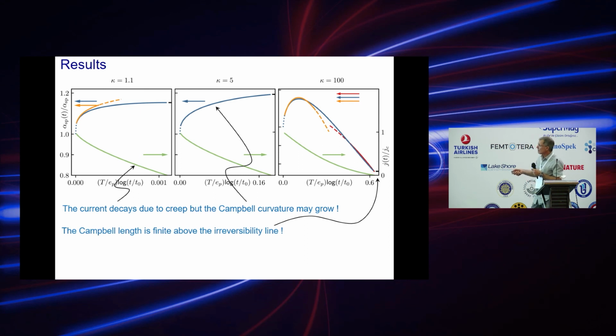And another strange feature is that above the so-called reversibility line, when the current has already decayed to 0, nothing actually happens to the Campbell curvature, and it's not much different from that without relaxation, like plus or minus 15% or 20% up and down. So how do we understand? Two minutes, please. Yep.